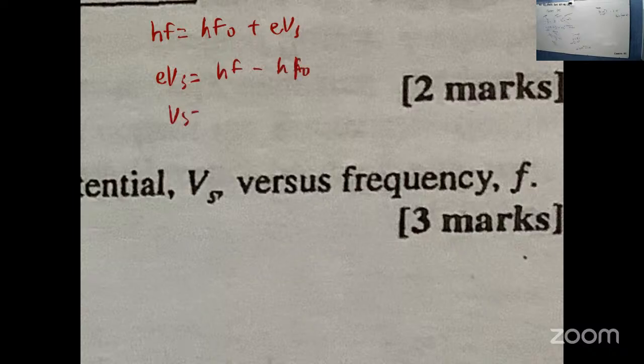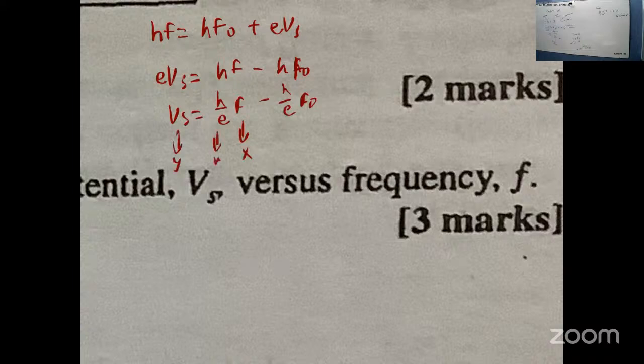Right, so Vs is equal to h e f minus h e f naught. So that's your x, that's your y, that is your gradient, and this value here is your y-intercept.